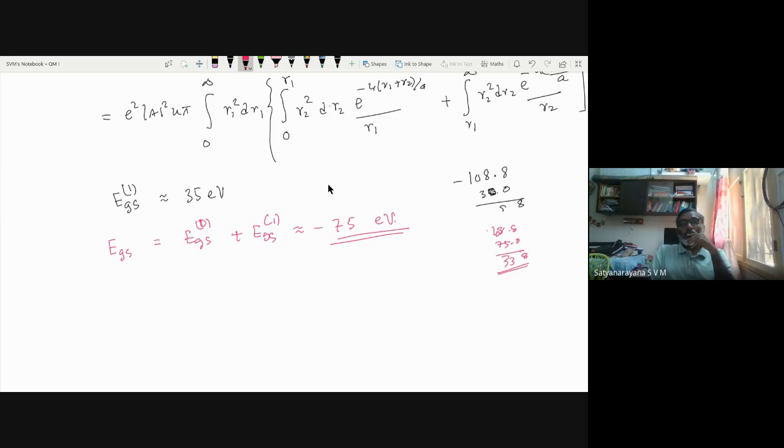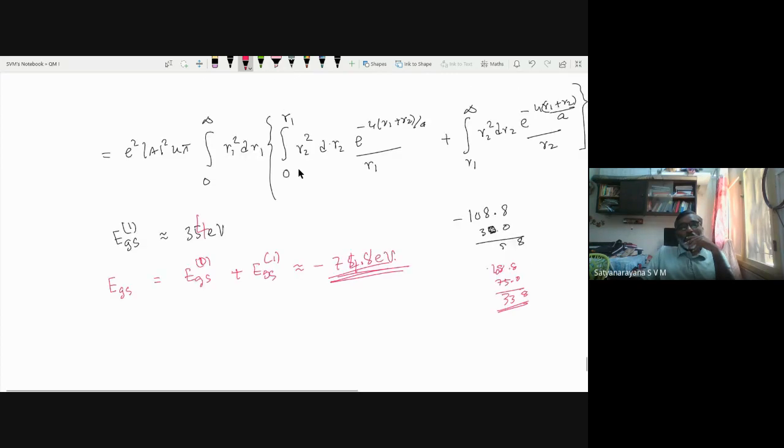So something like 34 electron volts. I think it is about 34 electron volts. Okay, 34. So that means it will be 74.8. That is what you will get. Okay, this is not very close, but it is much better than not including this perturbation.